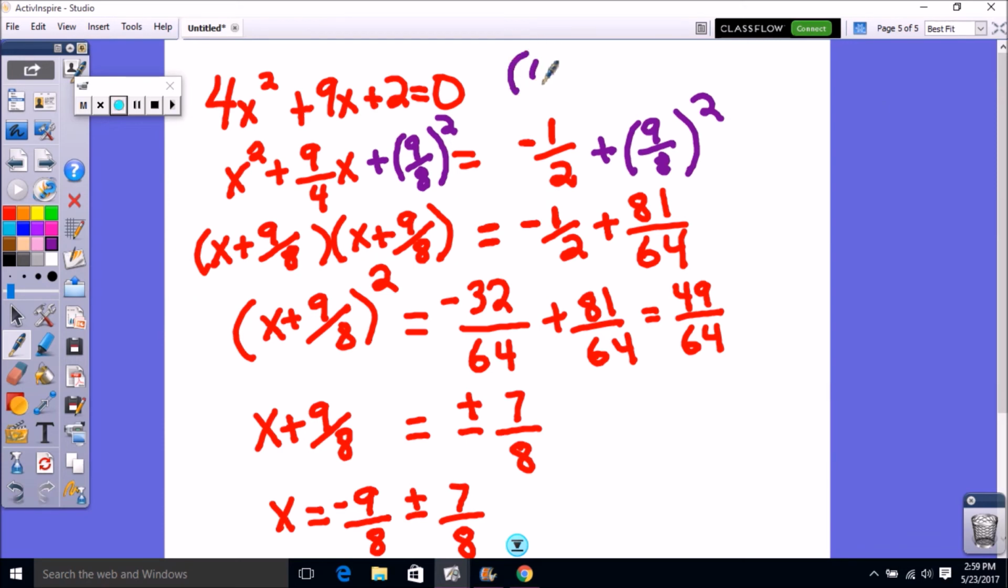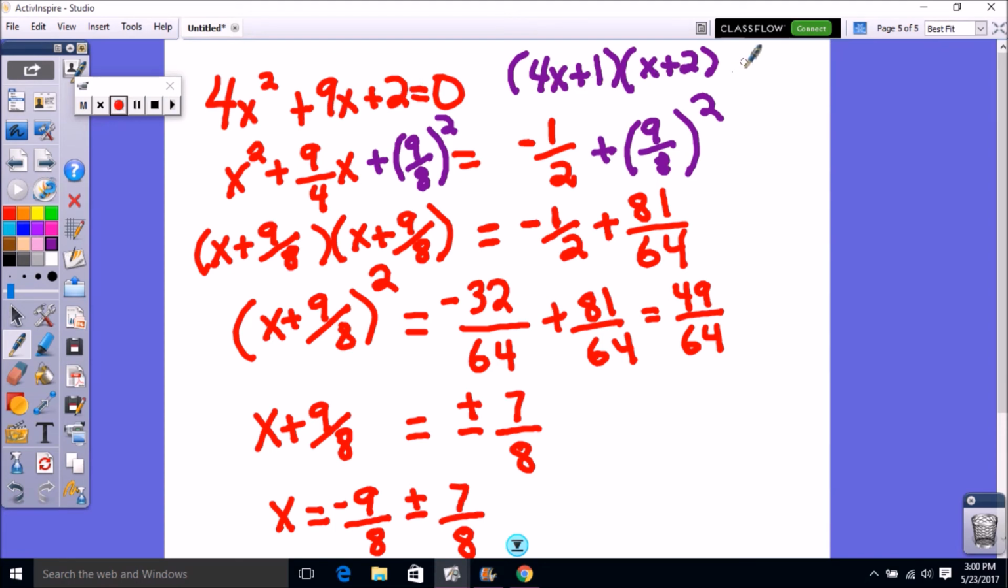That means 4x plus 1. And what was it, a -2? If I had realized I could have factored this. Look, 4x times x is 4x squared. 4x times 2 is 8x. And 1 times x is 1x. That gave me 9x. And 1 times 2 is 2.